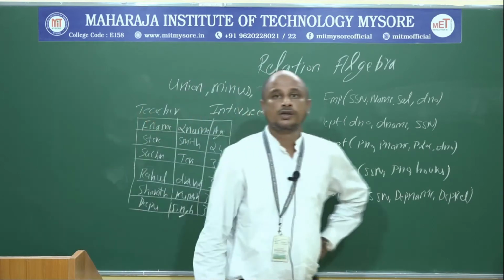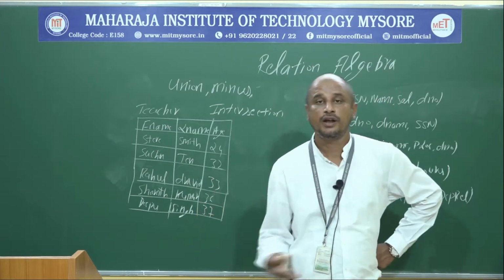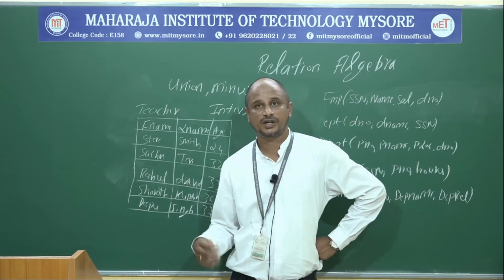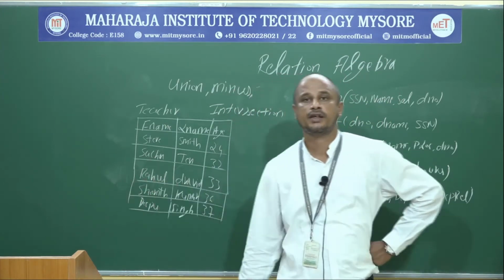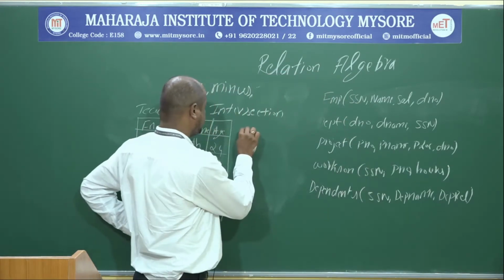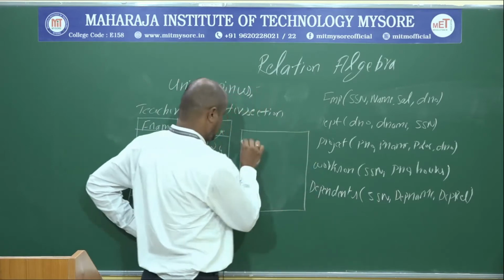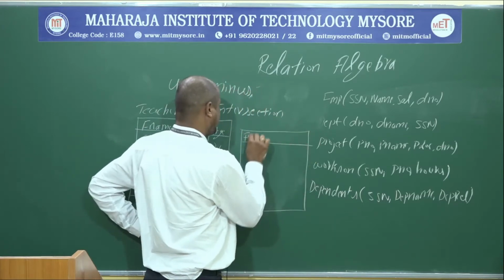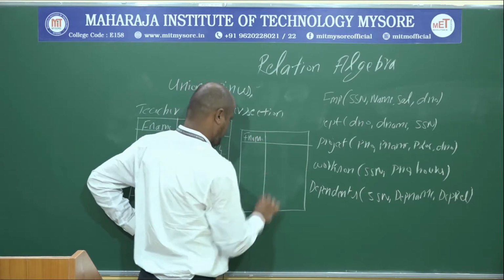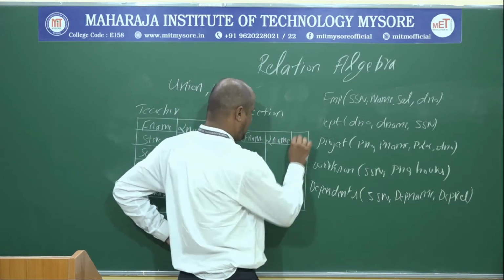So I just take an example of the teacher table, which includes the attributes first name, last name and age. Then there are the tuples. Then I will take the other table, which again includes first name, last name and age.